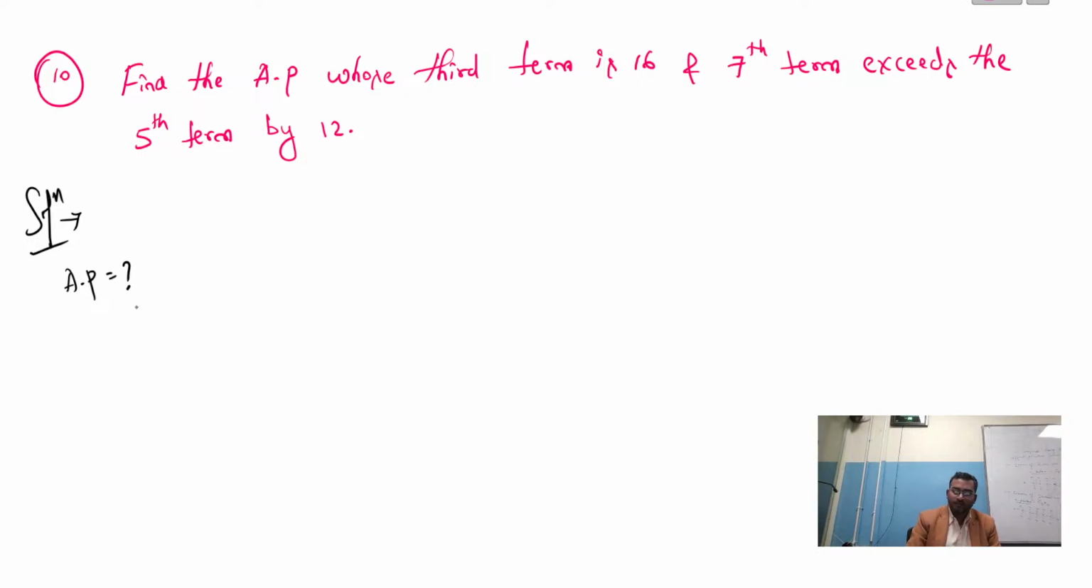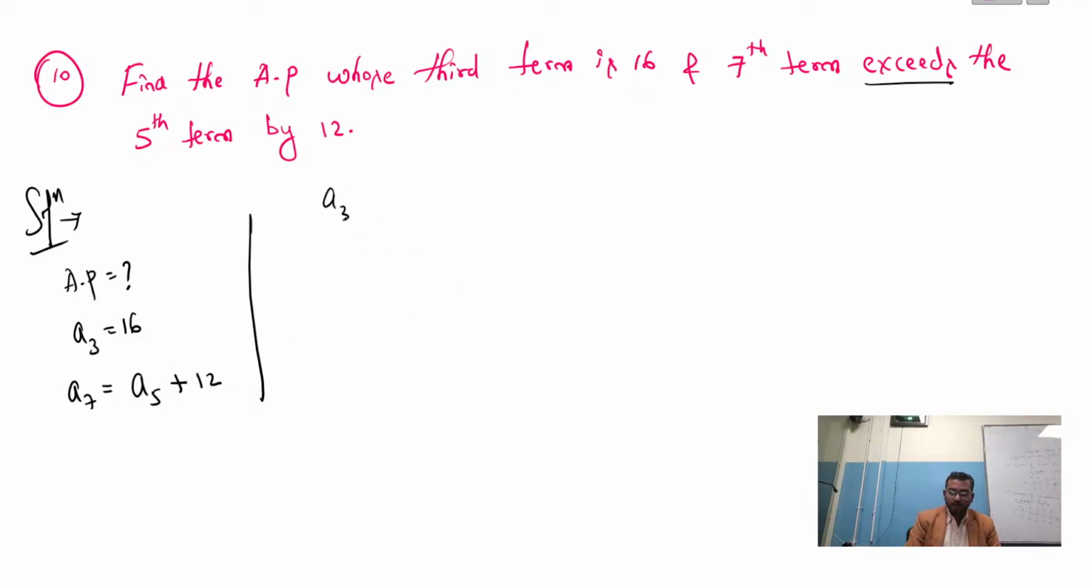Whose third term is 16. What is third term? A3. A3 is 16. And seventh term, A7. Seventh term exceeds. Seventh term value exceeds. Exceeds means increasing. How much it is increasing? Fifth term by 12. Fifth term A5 plus 12. From fifth term it is exceeding by 12. This is how we are supposed to write. Seventh term exceeds means more. How much it is more? Fifth term by 12. That is A5 plus 12.